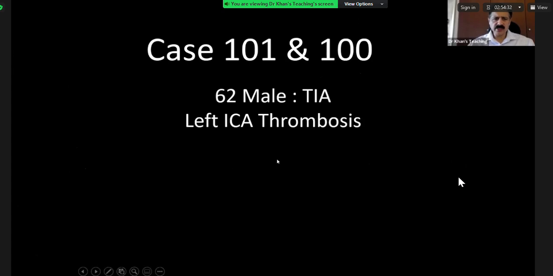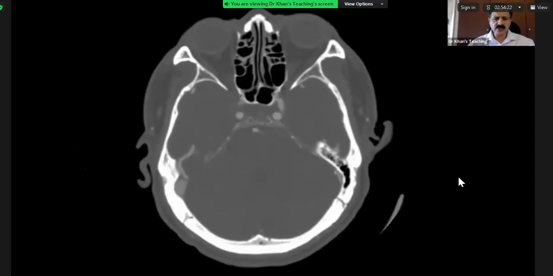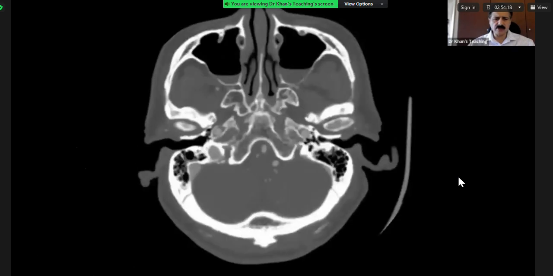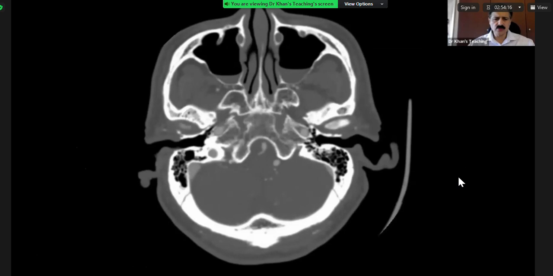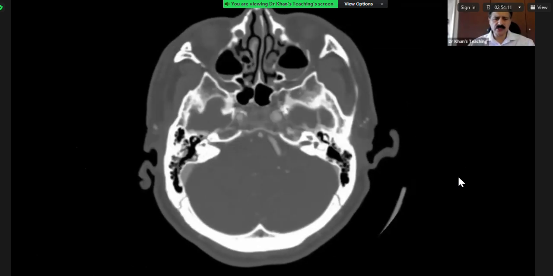Candidate 1, can you see case 101 and 100 written? Yes, I can see the slide. Okay, so this is just for teaching and this is not for you. The point is that this is particularly for the ST1s and 2s who are listening to this session.